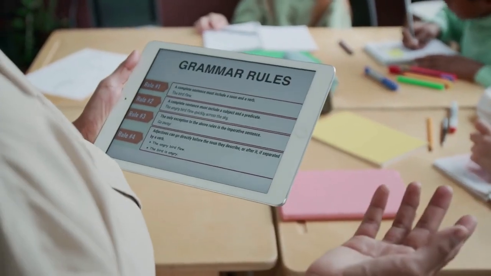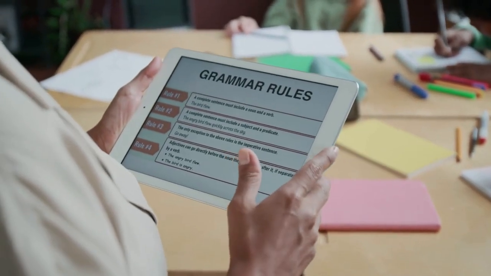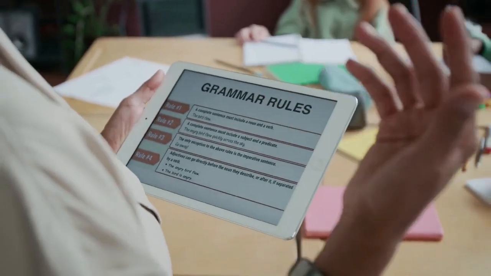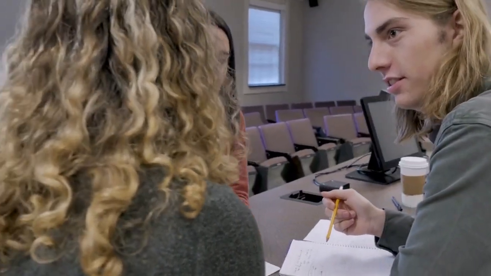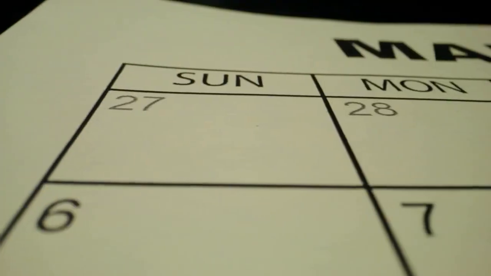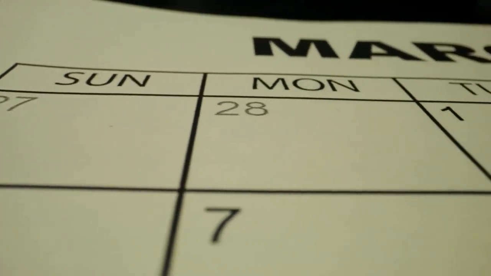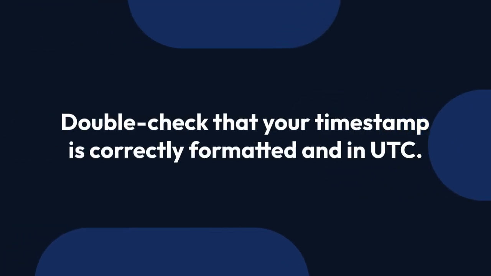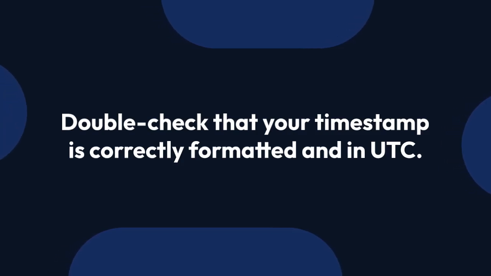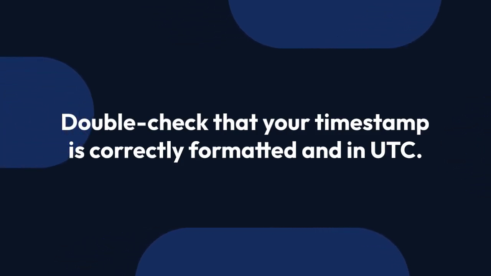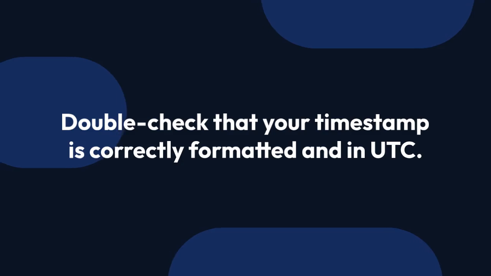1. Incorrect time zone. The most frequent culprit is an incorrect time zone specified in your request. The setScheduledTime method requires the scheduled time to be in UTC, Coordinated Universal Time. If you're providing a time in your local time zone, the API will likely reject it. Double-check that your timestamp is correctly formatted and in UTC. Use a reliable library or tool to convert your local time to UTC to avoid this error.